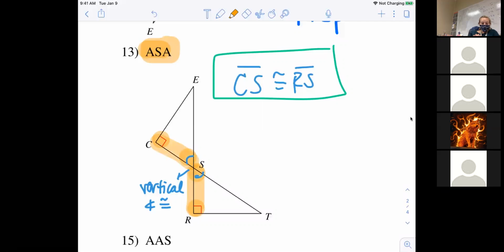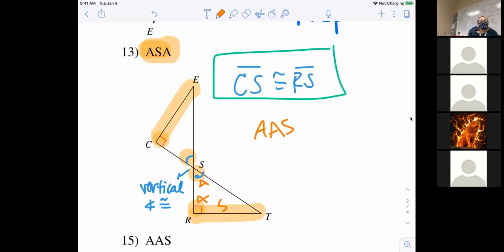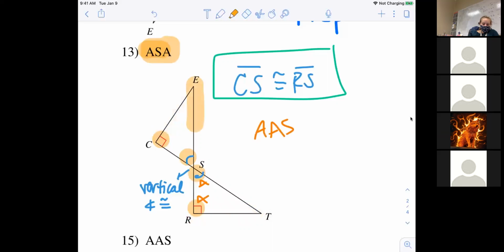Now, if I had written angle, angle, side, I could have a choice now on which side I pick. I could have these two sides because they're corresponding and it would give me angle, angle, side. Or I could pick the other side. I could pick ES and ST because that would also be angle, angle, side. Since it wants the S in the middle, I need to pick the side that's in between those two angles. Does that help a little bit?